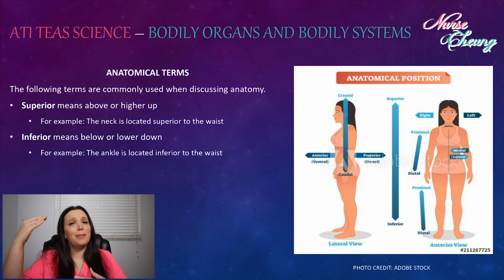Superior means above or higher up. For example, the neck is located superior to the waist. Inferior means below or lower down. For example, the ankle is located inferior to the waist.